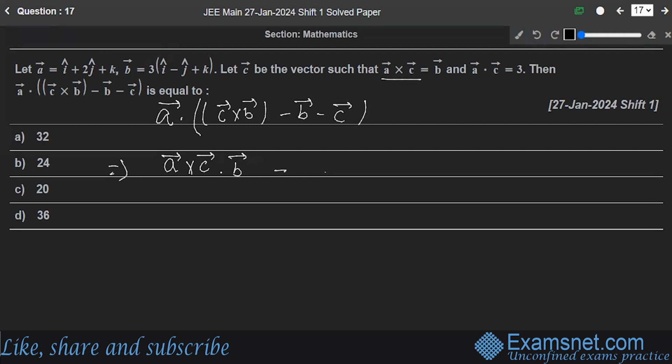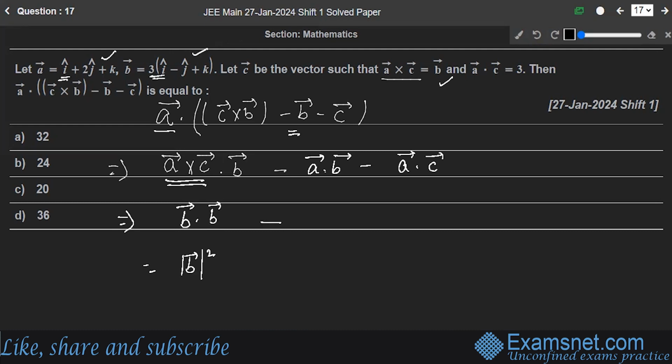Okay, no. I was opening it up, right? So this is A dot B minus A dot C. First thing, you have A cross C, and you are given in the question that this is equal to B. So B dot B is actually the modulus of B vector squared, minus A dot B. Let's find out: this is A vector and this is B vector. So this will be 1 into 3. This will be 3.